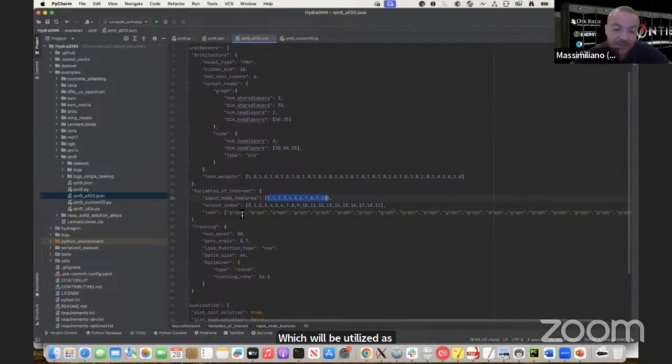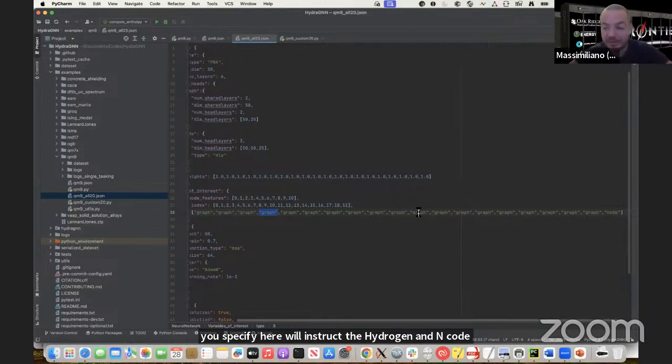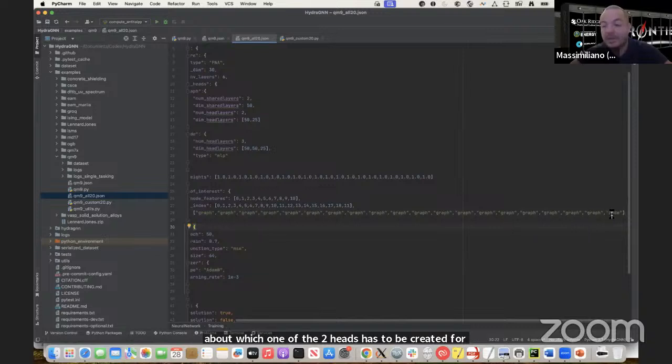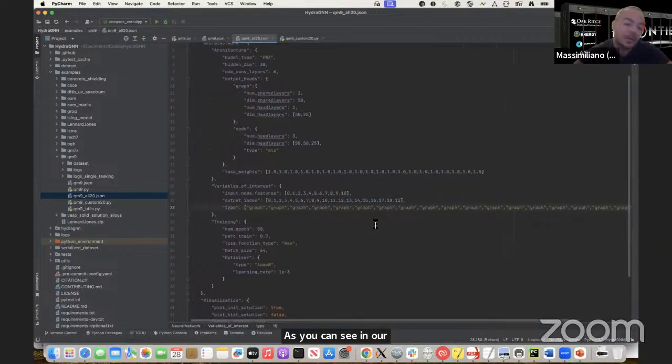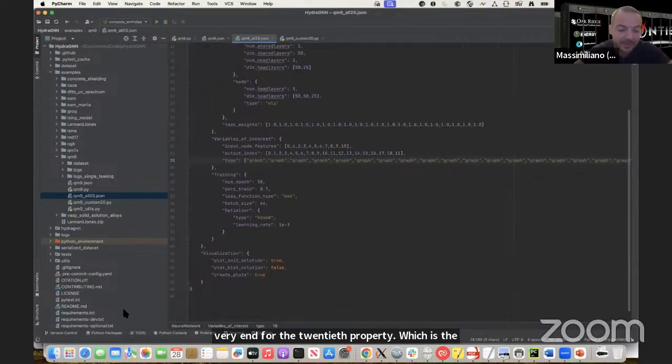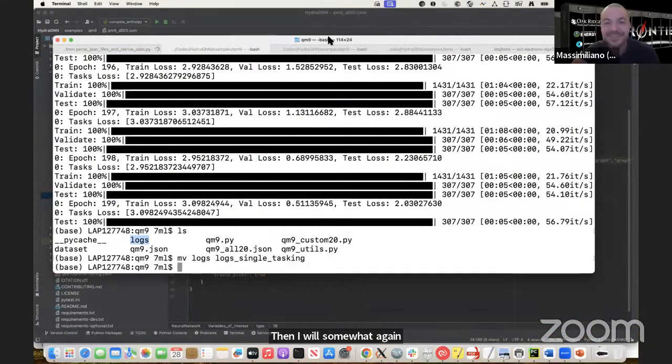And then for each of the 20 properties that we want to predict, we need to specify whether the property is a graph level property or a node level property. The string that you specify here will instruct the HydrogenNN code about which one of the two heads has to be created for the specific task at hand. As you can see, in our case, node is used only at the very end for the 20th property, which is the partial charge. Then I will again fast forward in time, and I apologize for that.